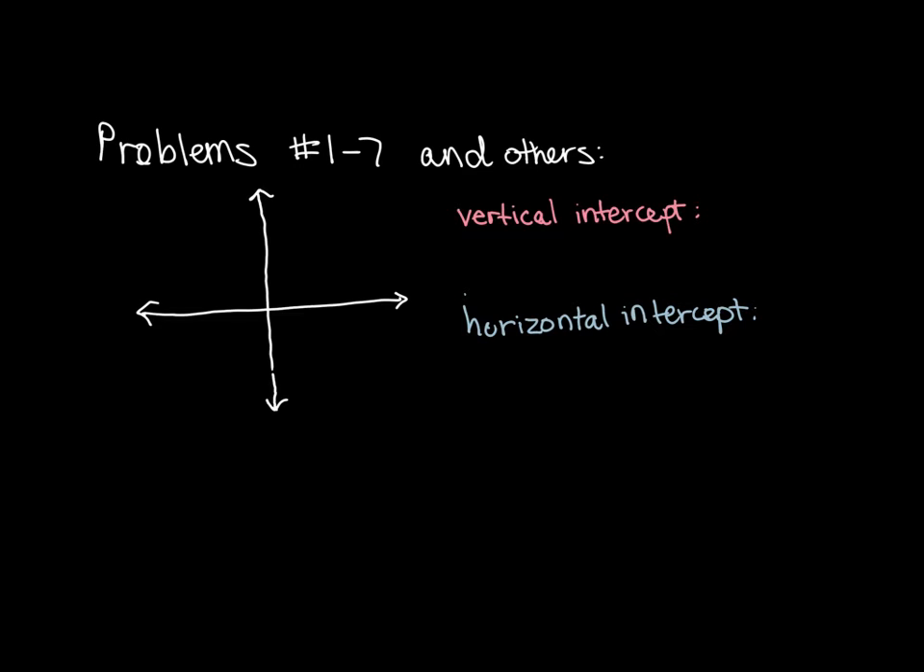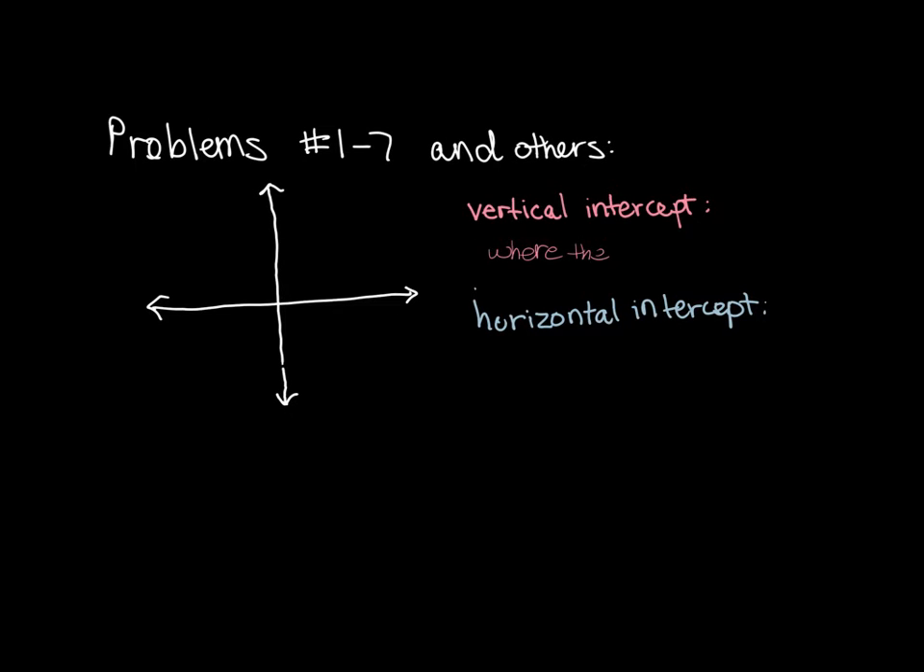In all of the questions that talk about a vertical intercept, they're really trying to tell you where the function crosses the vertical axis. So in pink right now on my axes, I'm going to identify my vertical axis as the one that runs up and down.